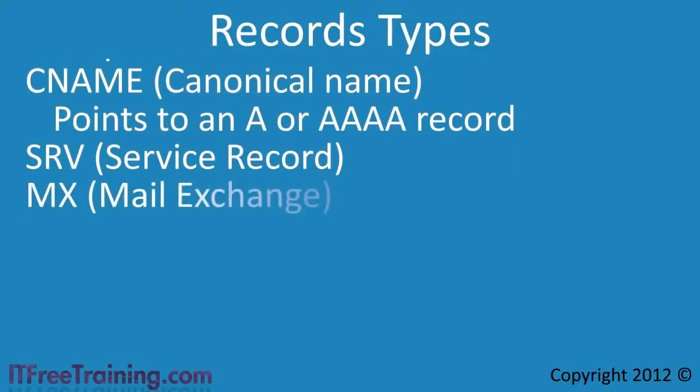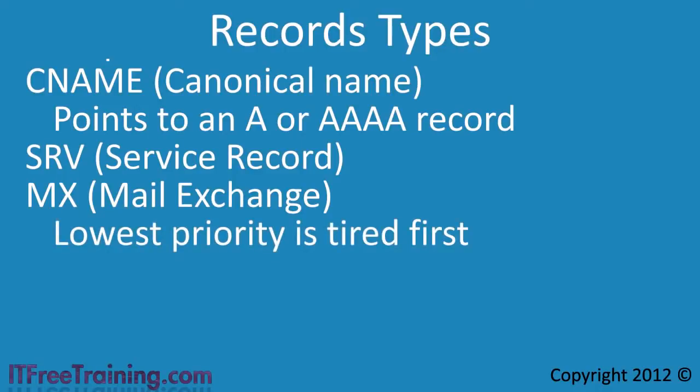Lastly, you have the Mail Exchange or MX records. When you attempt to send an email, the email server will read the MX records for that domain. Each MX record has a priority. The lower priority MX records are tried first. If the email server cannot contact the server with the lowest MX priority, it will try the next one.